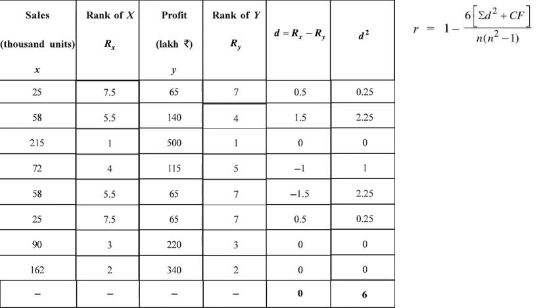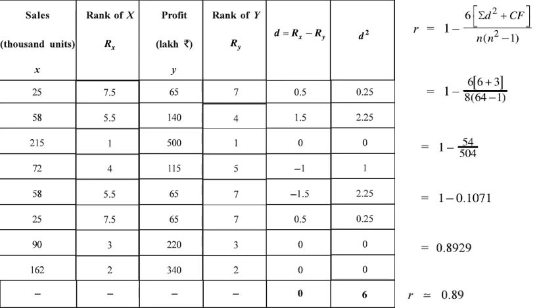Put that into our formula, the correction factor formula. That means you have to add CF into D square. The CF was 3. D square is 6. So 6 plus 3 is 9, and 9 times 6 is 54. Divide by 504. So it is 1 minus 0.1071. That would give you the answer 0.89.